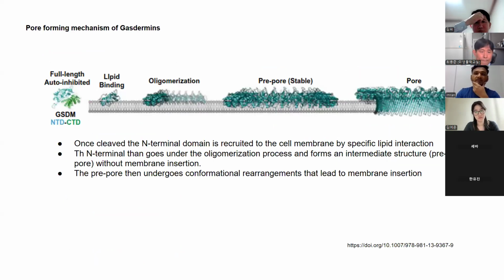The typical mechanism of Gasdermin pore formation is that Gasdermin is cleaved by the caspase, freeing the N-terminal domain. The N-terminal domain is then recruited to the cell membrane where it oligomerizes, and initially forms a pre-pore structure, which then undergoes conformational changes and forms the membrane insertion and pore, leading to cell death or some other downstream mechanism.